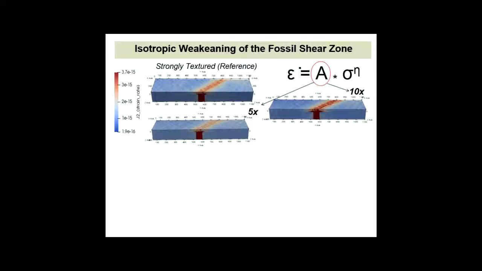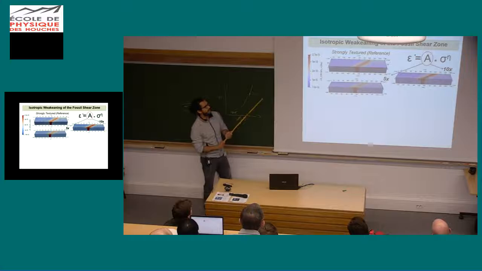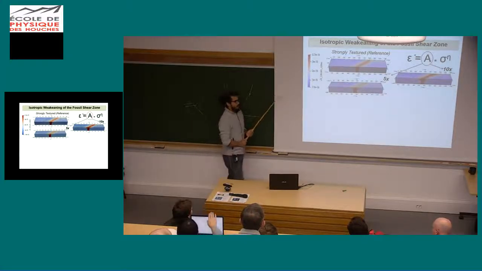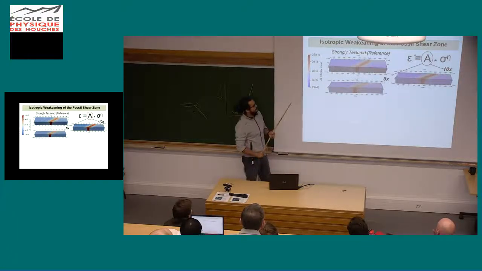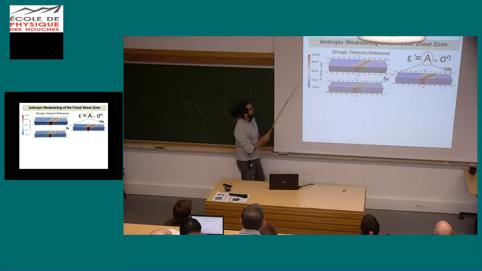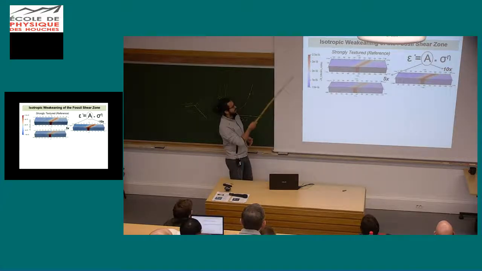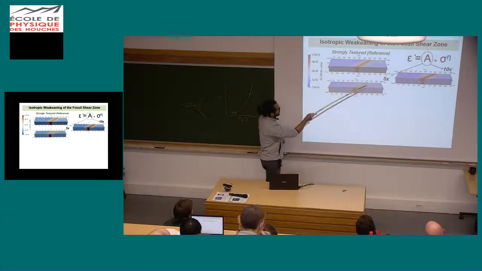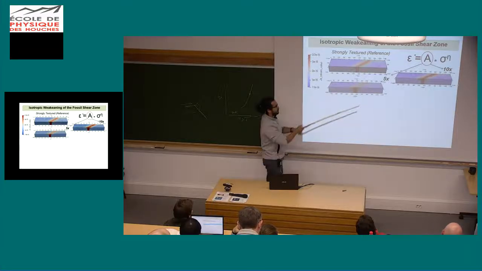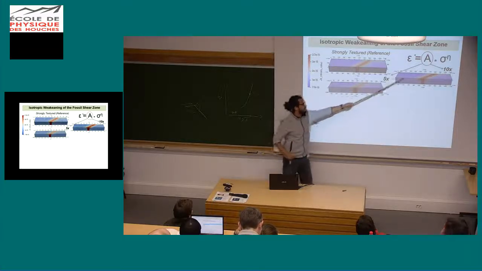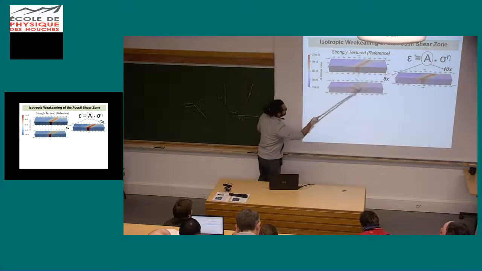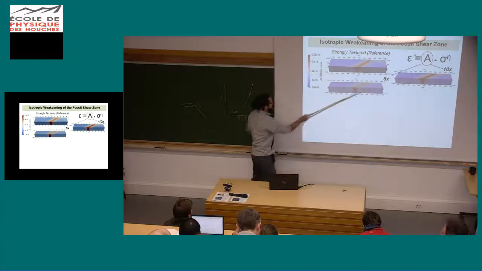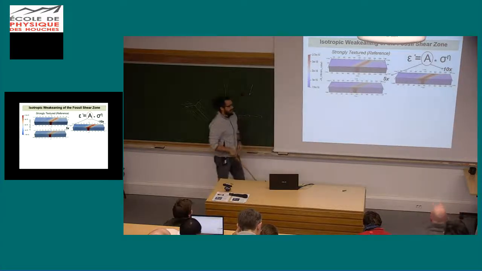What I want to show, which is a little more interesting in my opinion, is what happens if I compare the strain rate contrast of the strongly textured case and the isotropic weakening case. Basically, I took the constitutive equation, which is isotropic, so there is no viscosity tensor, and I just decreased the viscosity parameter in the equation by a factor of 5, the contrasting viscosity between the external mantle and the fossil fabric.